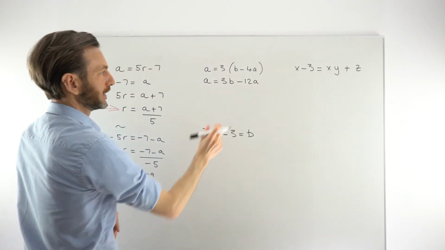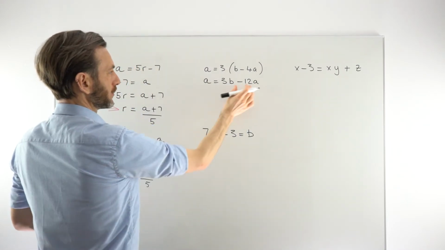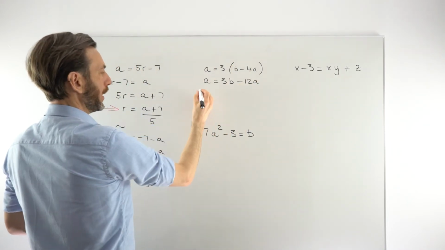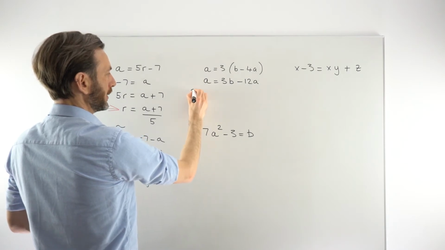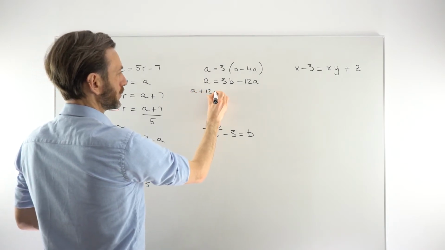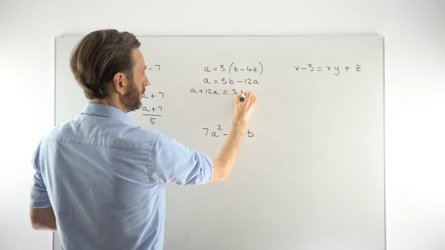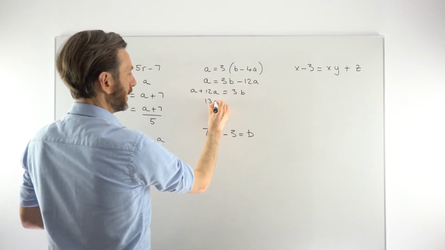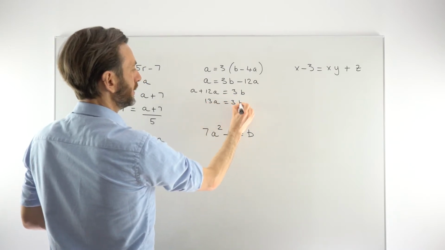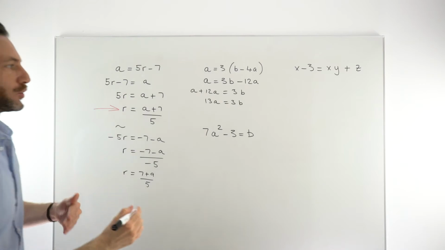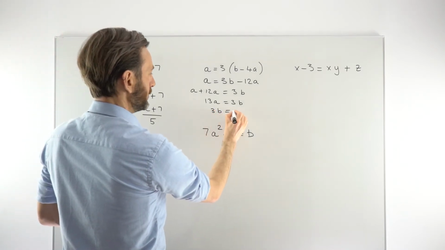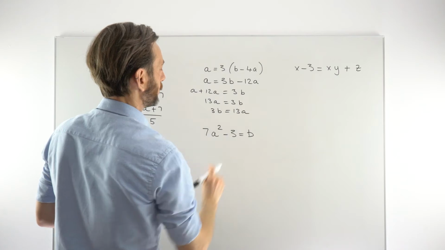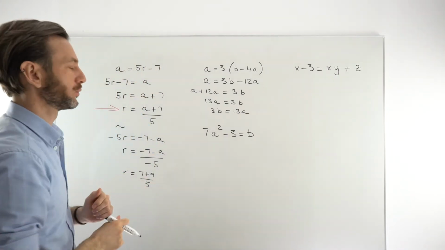I'm going to take the A term over to this side. So it's a minus 12. It would become a plus 12 on the other side, combining that with this one. In fact, let me just write that. So it'll be A plus 12A equals 3B. So you get 13A equals 3B. Spinning the equation around at this point to get the B on the left-hand side, so we get 3B equals 13A.